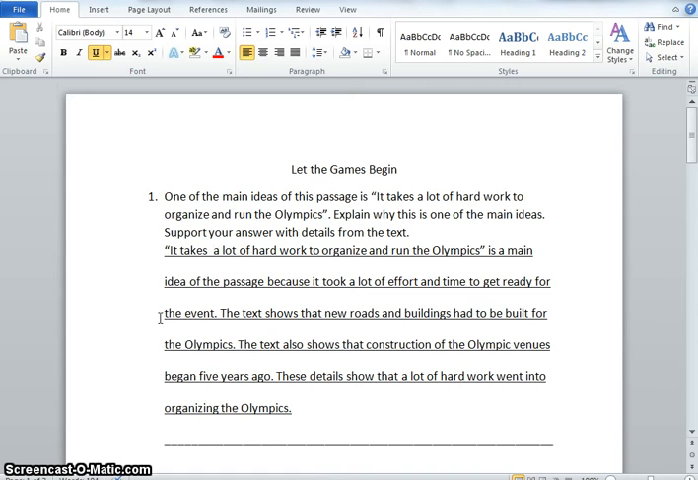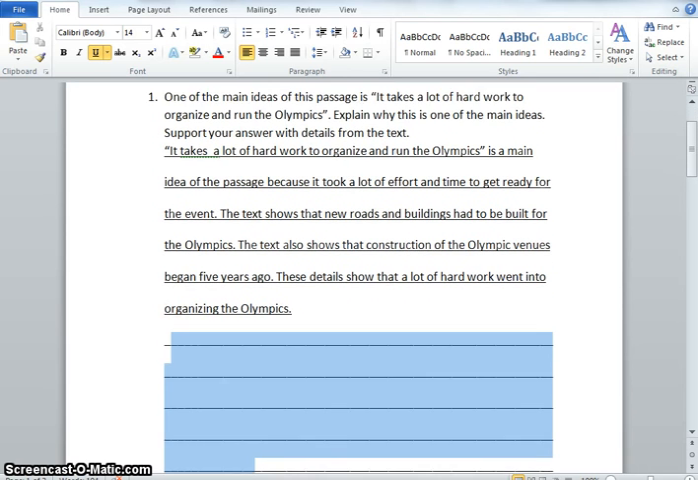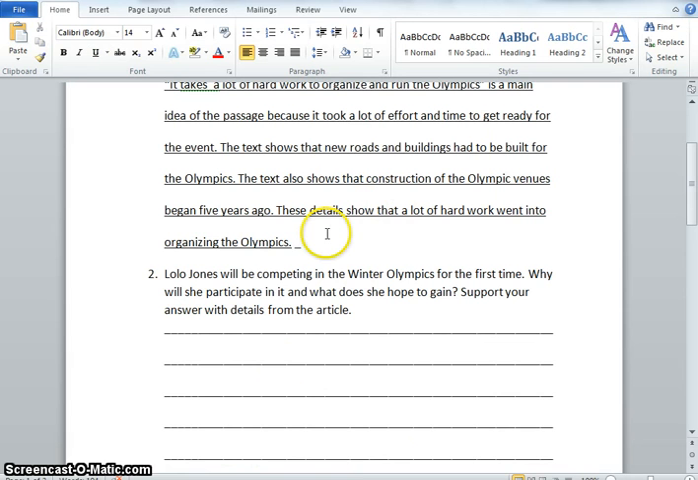Now, something else I want to point out, my friends, it didn't say this word for word. I found this detail and I put it into my own words. That's why I said the text shows. This is what the text showed me. These details show that a lot of hard work went into organizing the Olympics. So this was a good response to our first think and search question. Okay?